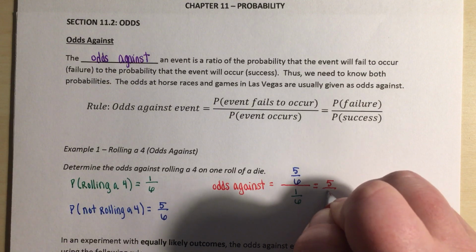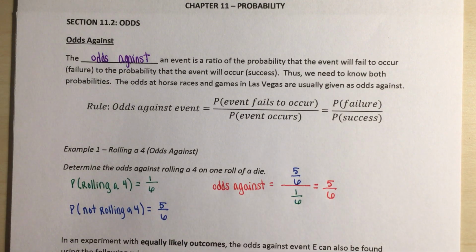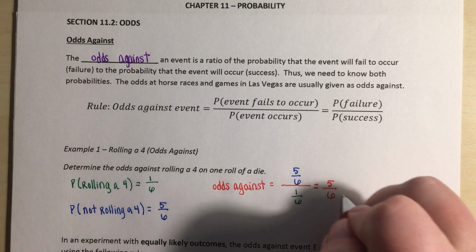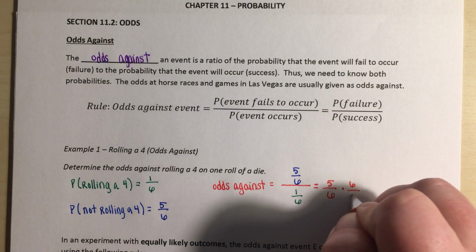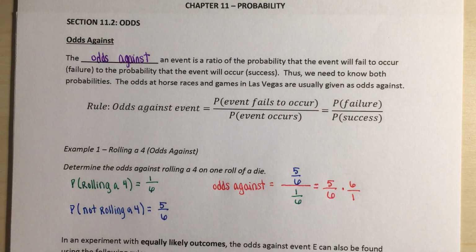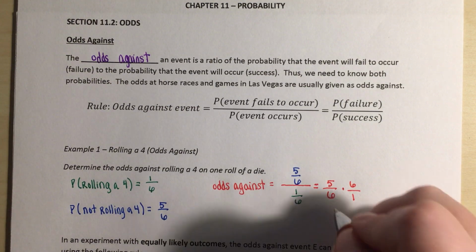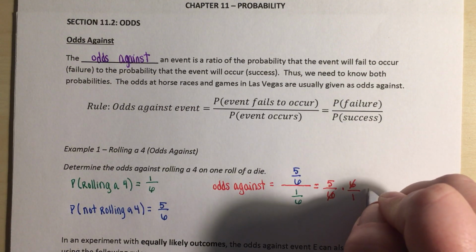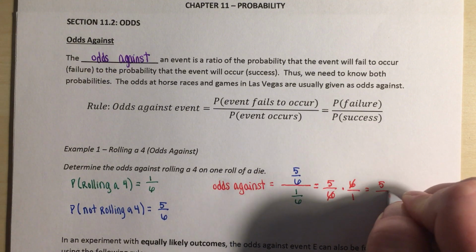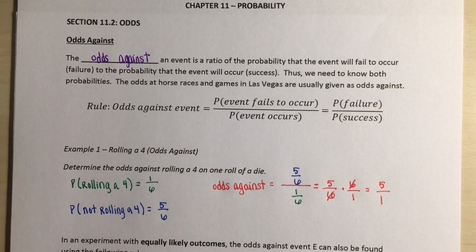When we divide with fractions, remember that we find the reciprocal, or flip that second fraction, and multiply. So what we really have is 5 over 6 times, if we flip our second fraction, 6 over 1. Those 6's cancel, and we are left with our odds against of 5 to 1. When we're dealing with fractions here, we don't want to write this just as a whole number 5. We want to make sure that we keep some sort of fraction or odds against notation.